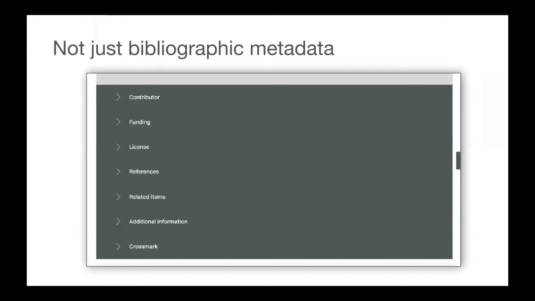It saves the journal level information as you go, so you don't need to re-enter it every time. And you can also add additional metadata that I talked about before, such as things like funding information, the reference lists, which it will check to see if any of the references match to DOIs that we have, additional information like licenses, and Crossmark information as well.